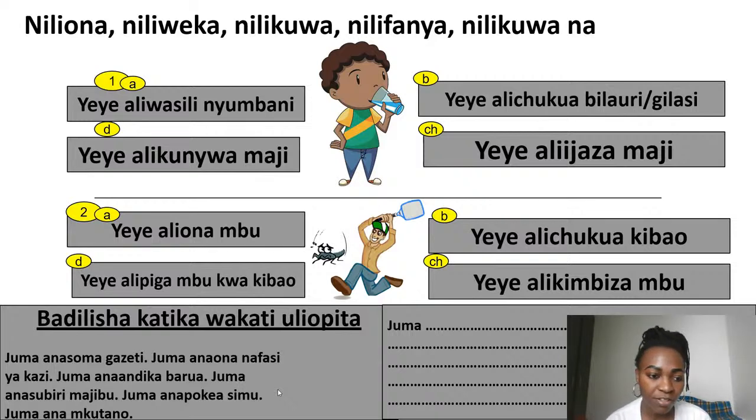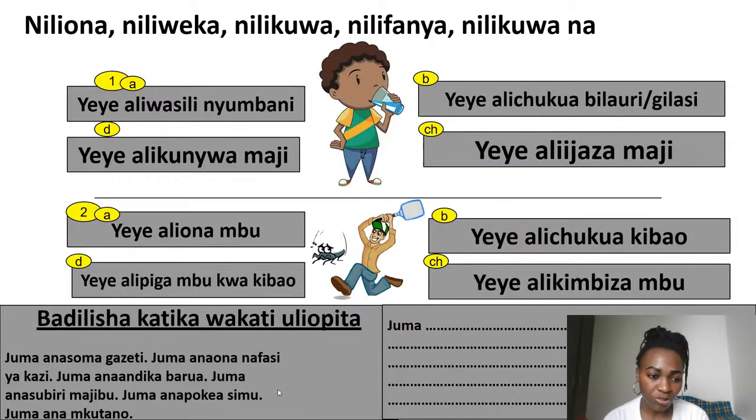I'll give you a hint for the first and second sentences, and then you can continue with the rest of the sentences on this other side. So, Juma anasoma gazeti. This is the present tense of Juma is reading a newspaper. Now, the marker for the present tense is na, wakati uliopo na. And the marker for the past tense is li, wakati uliopita li. That is why you see here niliona, niliweka, nilikuwa, nilifanya, nilikuwa na.